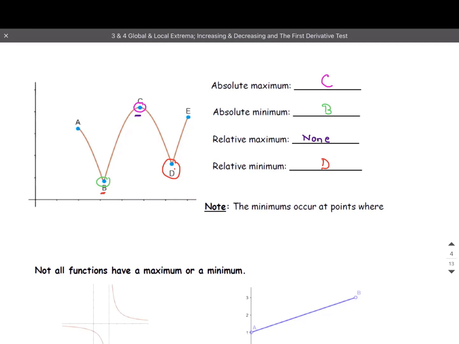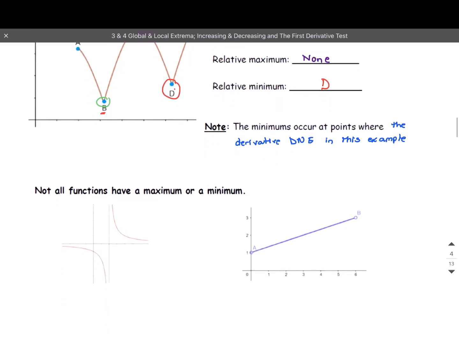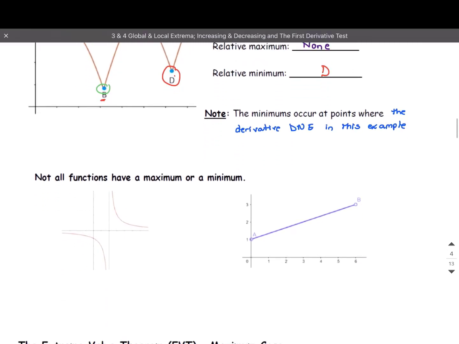Notice in this graph, the minimums occur at points where the derivative does not exist, because those were cusps and there are no derivatives at those points. Now, important to mention while we're here is that not all functions have a maximum or a minimum value. Notice this graph is rising forever and falling forever. There are also, because of these asymptotes, no turning points. There are no maxes and mins.